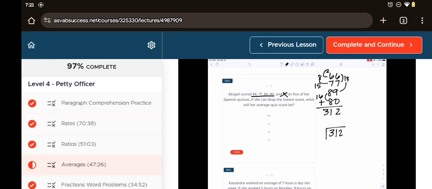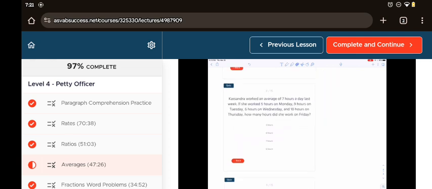So now 312 divided by 4. 4 goes into 31 7 times. 4 times 7 is 28. And 31 minus 28 is 3. So now I'm going to bring down the 2. 4 goes into 32 8 times. 4 times 8 is 32. 32 minus 32 is 0. There's nothing else to bring down, so the average is 78. Okay, I hope you're getting this. If you have any questions, feel free to leave a comment down below.